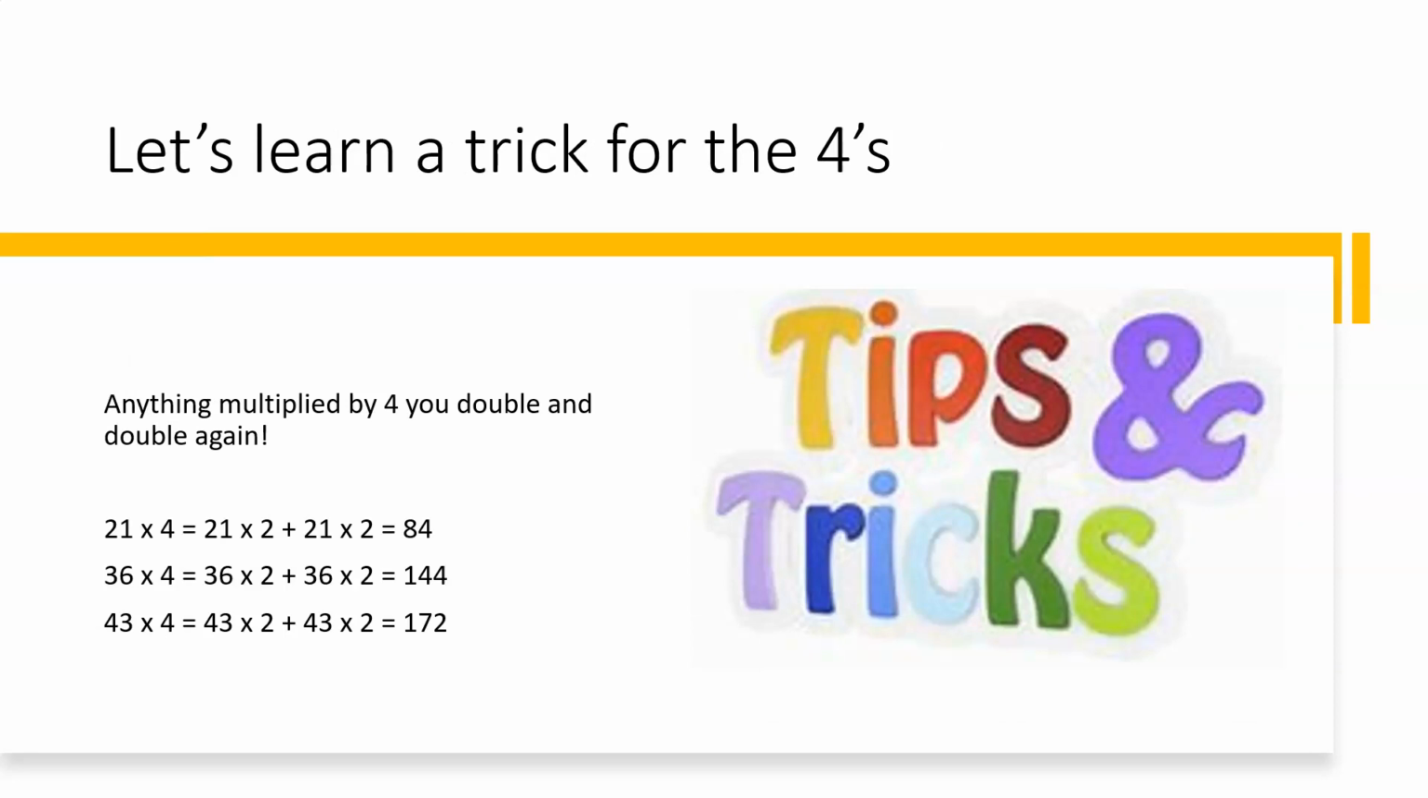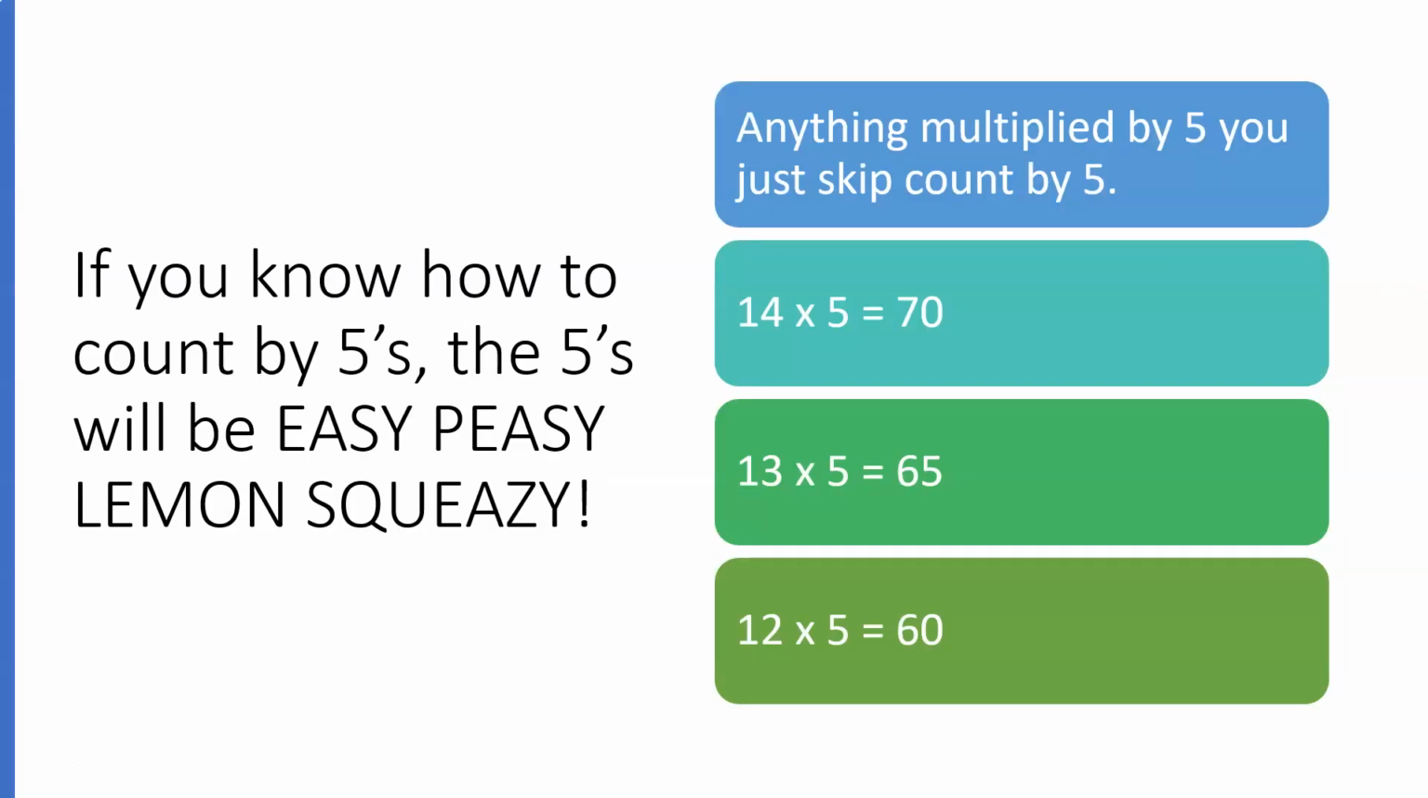Let's learn a trick for the 4s. Anything multiplied by 4, you double and double again. 21 times 4 equals 21 times 2 plus 21 times 2 equals 84. 36 times 4 equals 36 times 2 plus 36 times 2 equals 144. 43 times 4 equals 43 times 2 plus 43 times 2 equals 172.